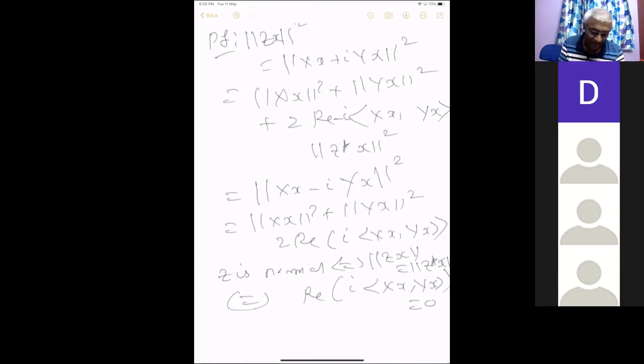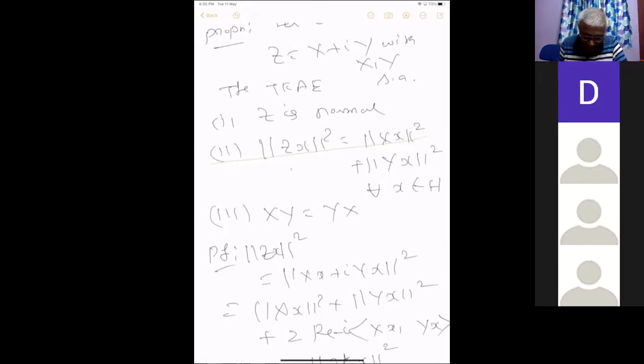Since for a normal element Z, being normal is equivalent to saying norm Zx squared equals norm Z star x squared, the extra real part term has to vanish. That is the equivalent condition for being normal. So that vanishes, and this implies 1 is equivalent to 2. The remaining part vanishes. Condition 2 is norm Zx squared equals norm Xx squared plus norm Yx squared. I want to prove that it is equivalent to the third condition.